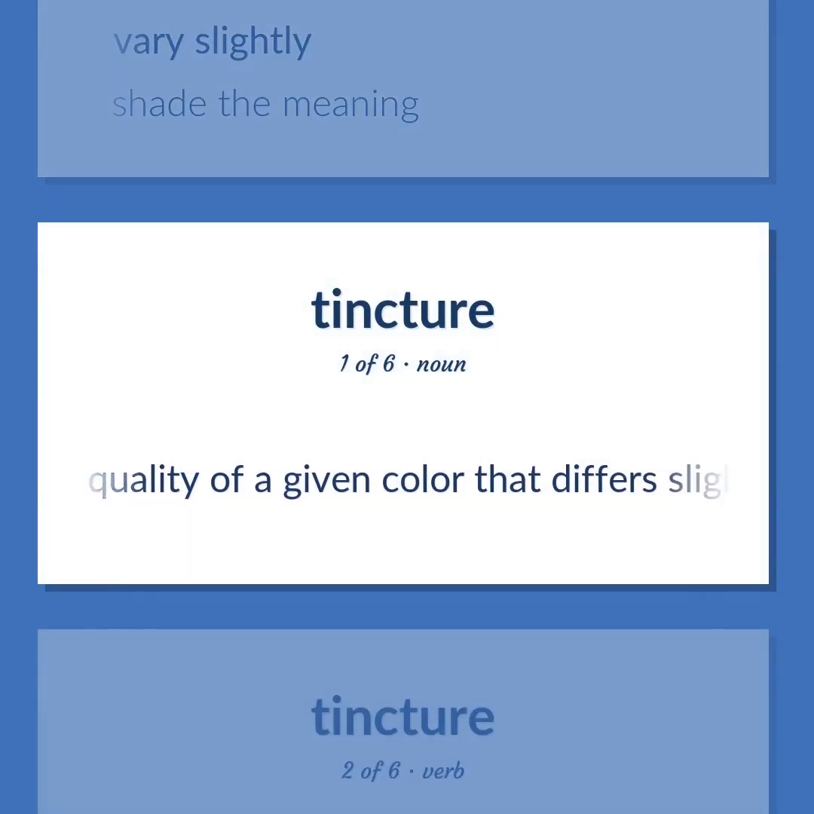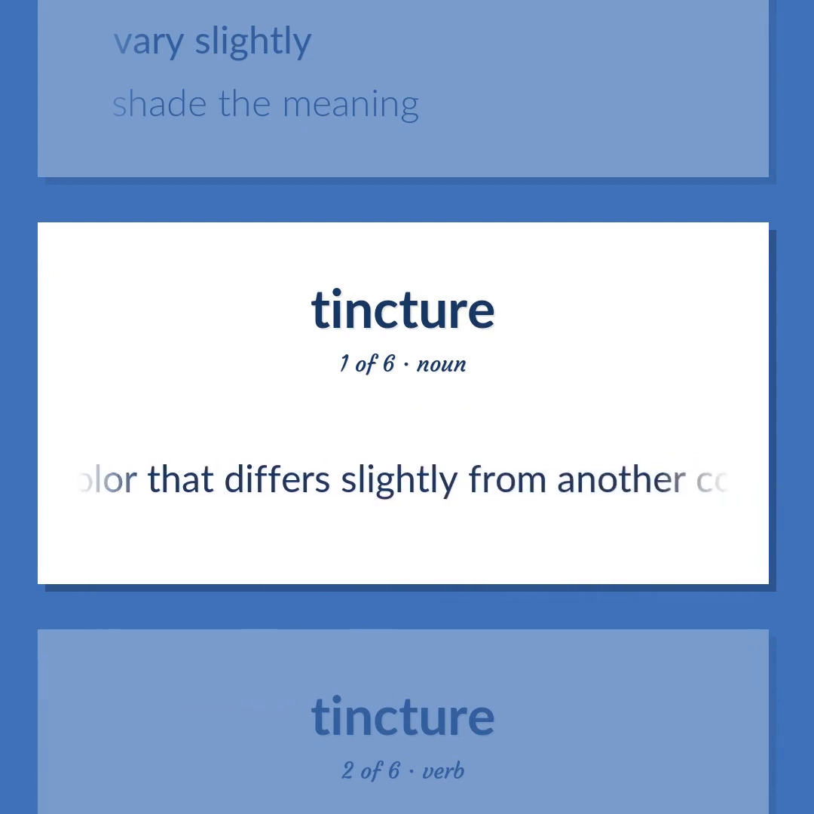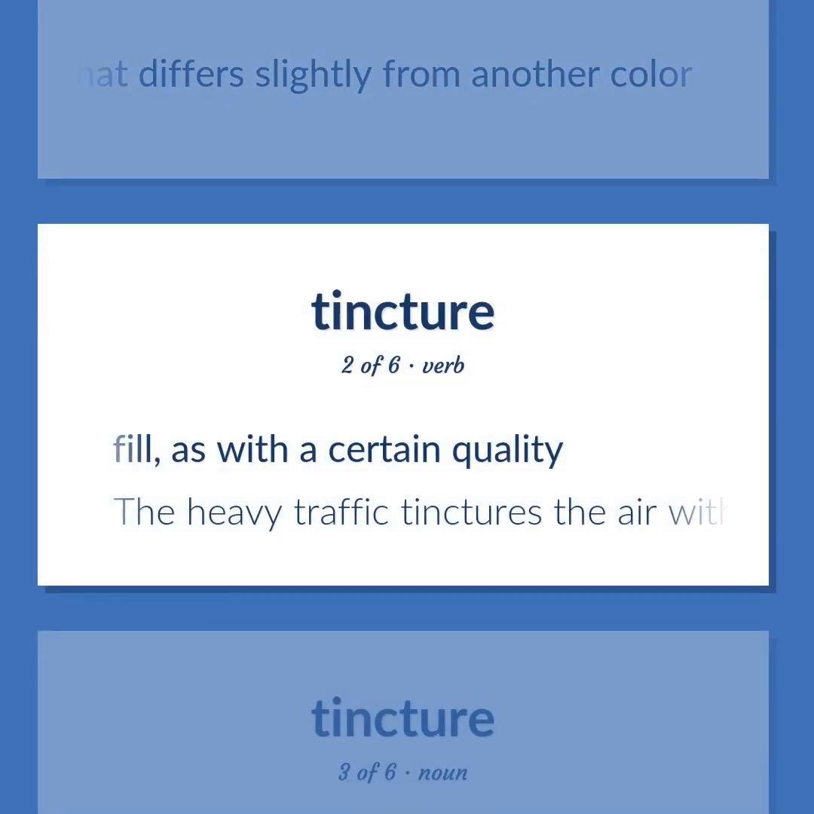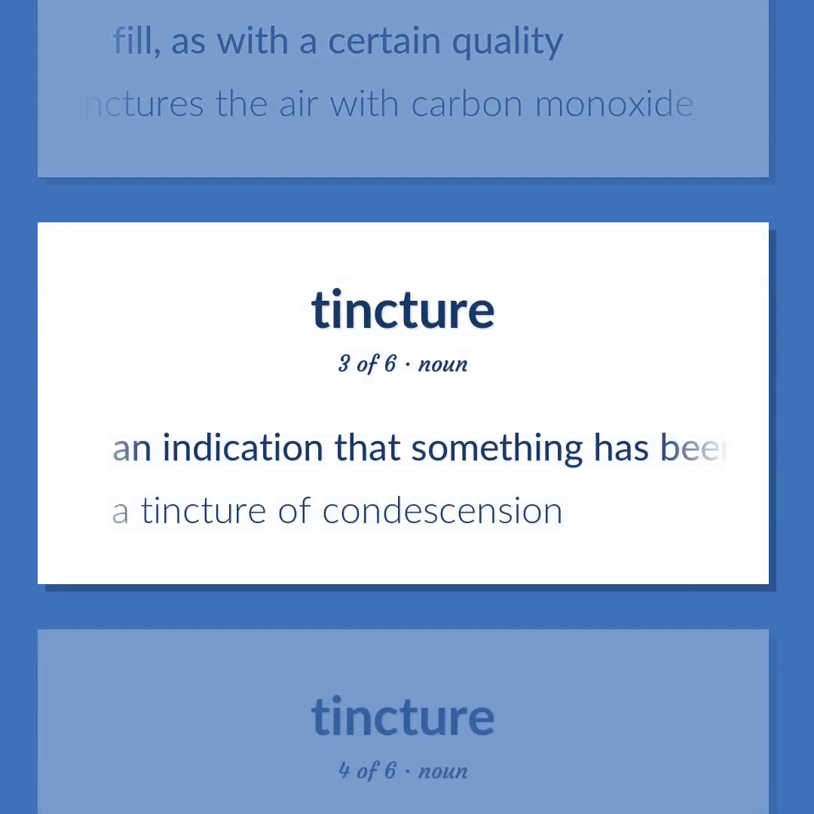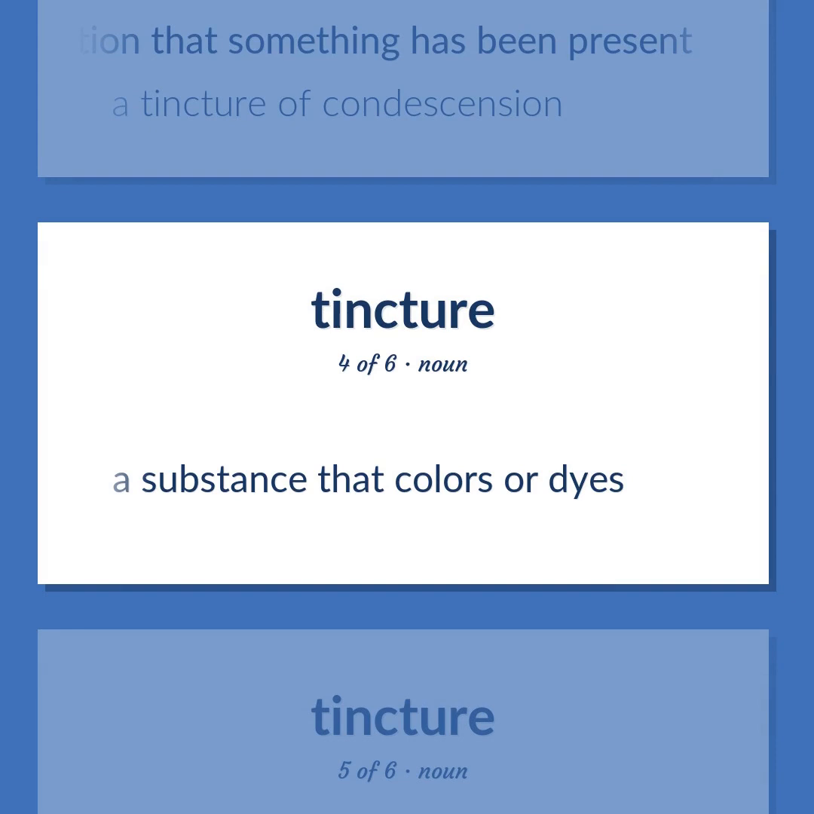A quality of a given color that differs slightly from another color. Fill, as with a certain quality. The heavy traffic tinctures the air with carbon monoxide. An indication that something has been present. A tincture of condescension. A substance that colors or dyes.